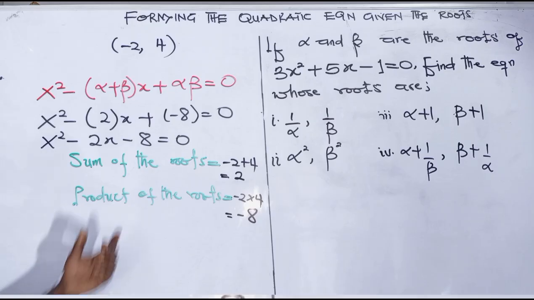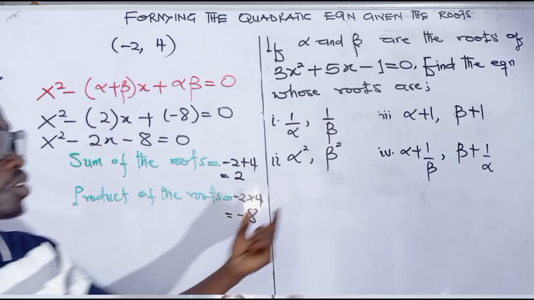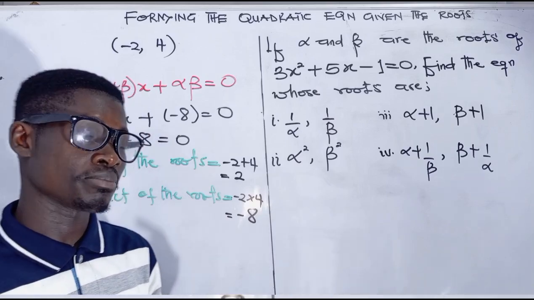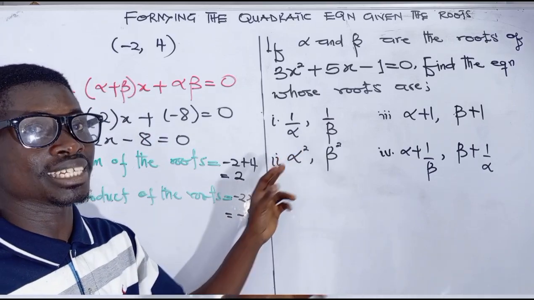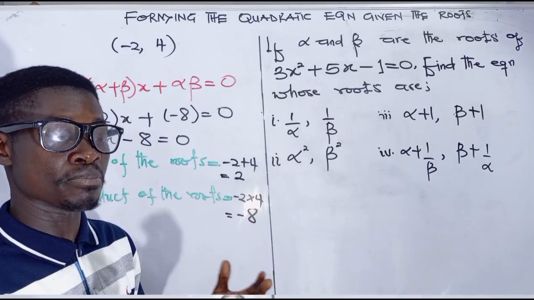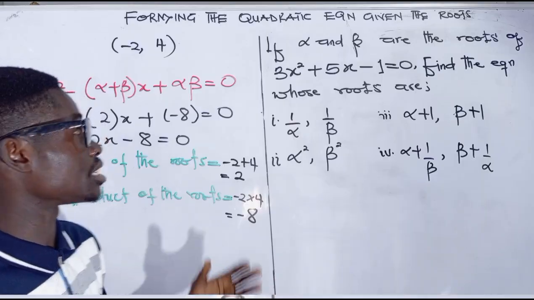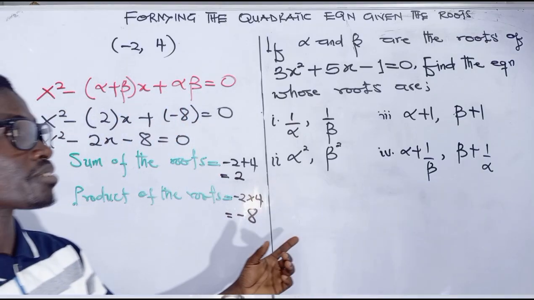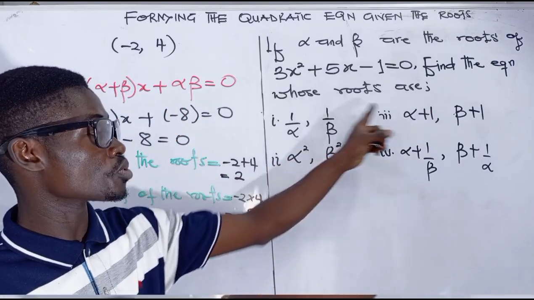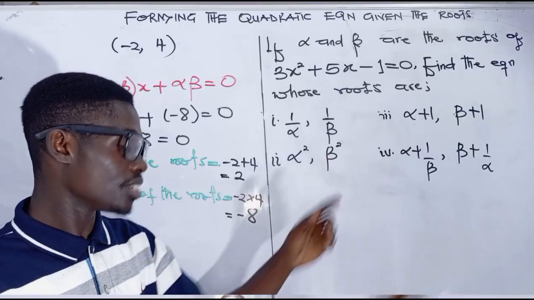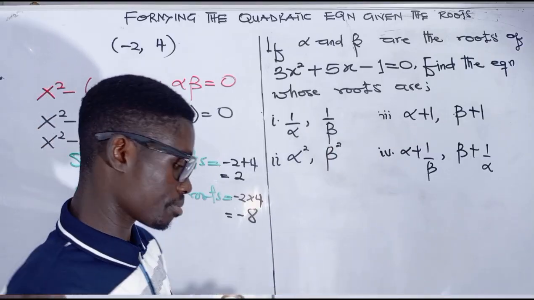So we are going to apply the same concept here to solve this particular question, but with this, the roots are given in terms of alpha and beta. But we are going to follow the same approach to help us find the equation whose roots are given here. So let's see how we can go about it.